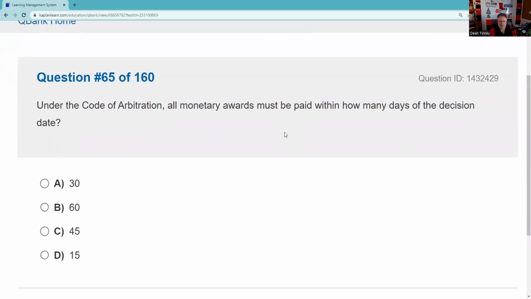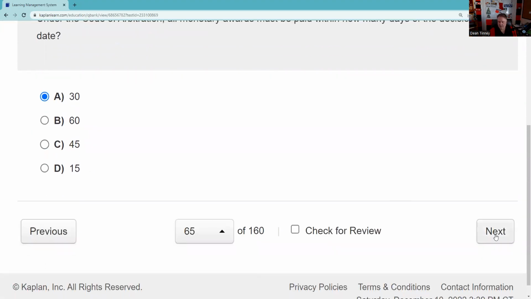Question 65. Under the Code of Arbitration, all monetary awards, this is testable as well, must be paid within how many days of the decision date? That is 30 days. That's very testable as well.